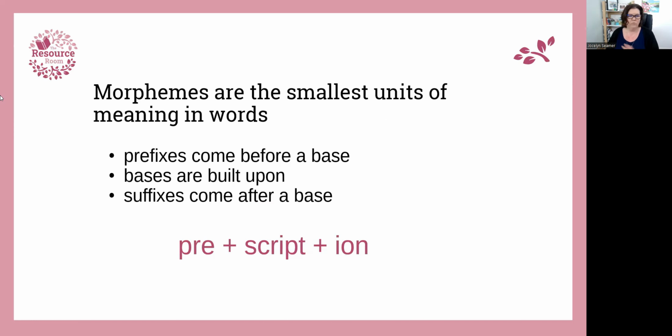So just to recap, morphemes are the smallest units of meaning in words. Prefixes come before a base, bases are built upon, and suffixes come after a base. You can have more than one suffix in a word. So if we take the word prescription, pre means before, script means to write, and that ION makes it a noun. So it's a thing that was written before. And when you go to the chemist, you take your prescription and you get your medication.